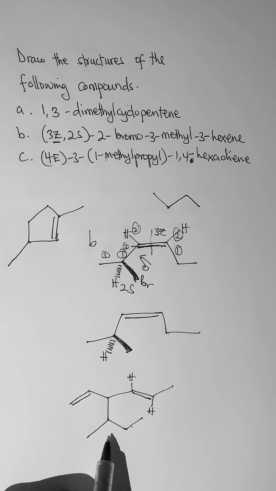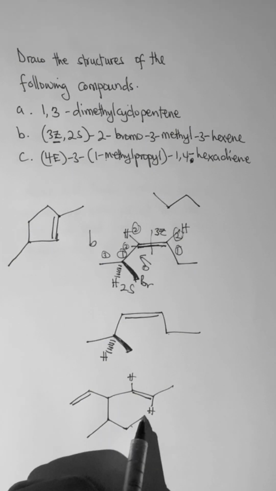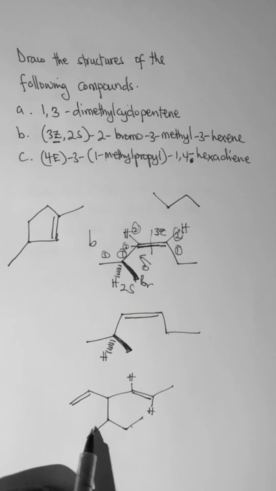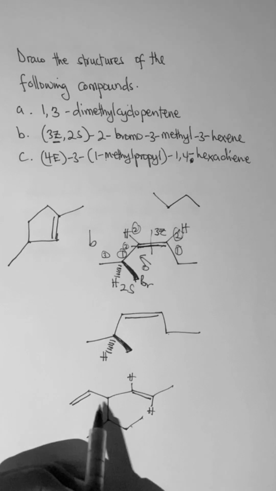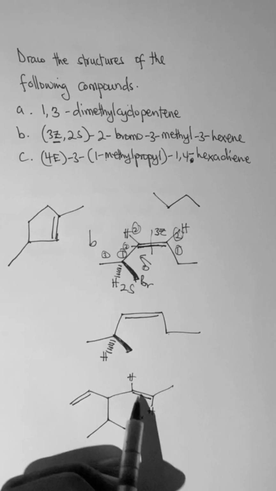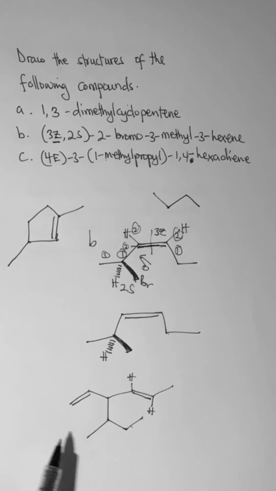So you can see that this is a propyl, 1, 2, 3, and then this is a methyl. So this is 1-methyl propyl, then 1,4-hexadiene, and then we see that there is a 4E on carbon number 4. So this is the structure of that molecule.